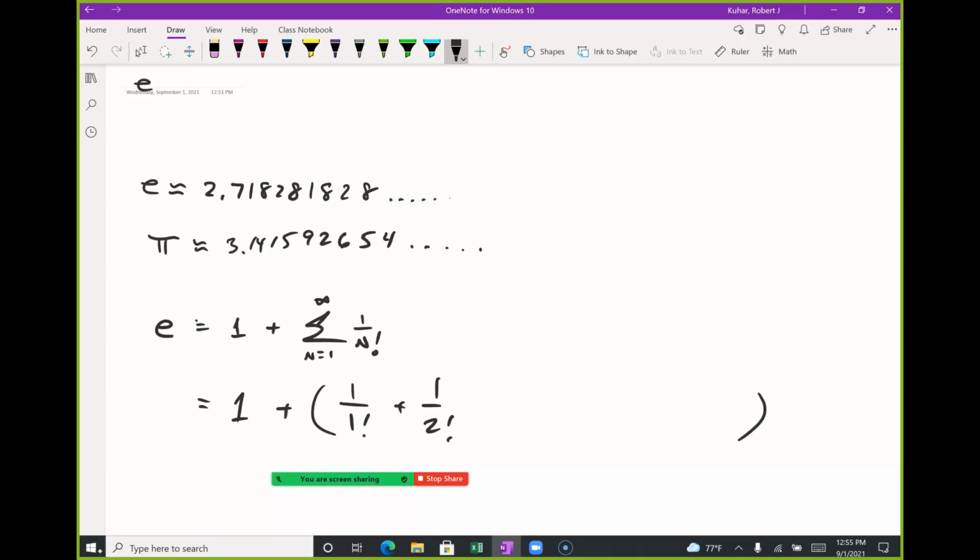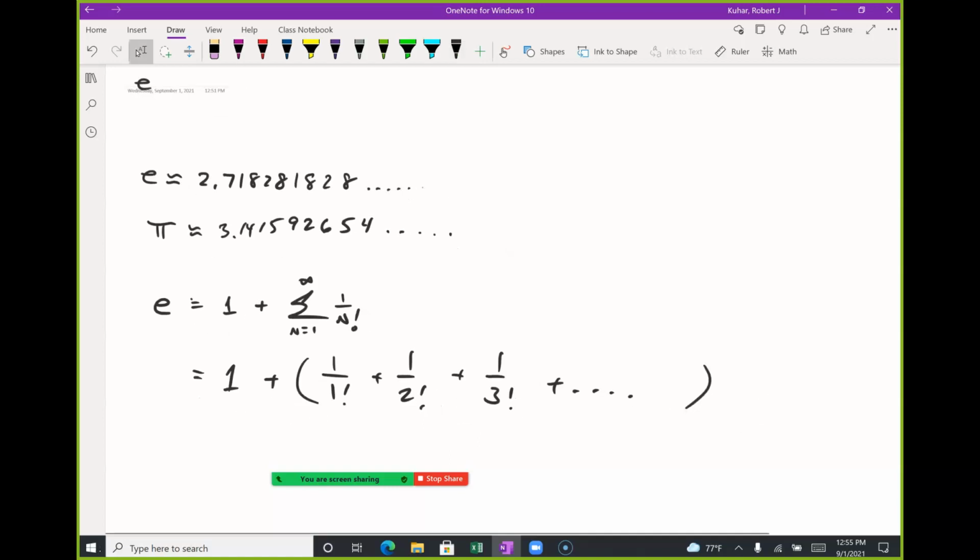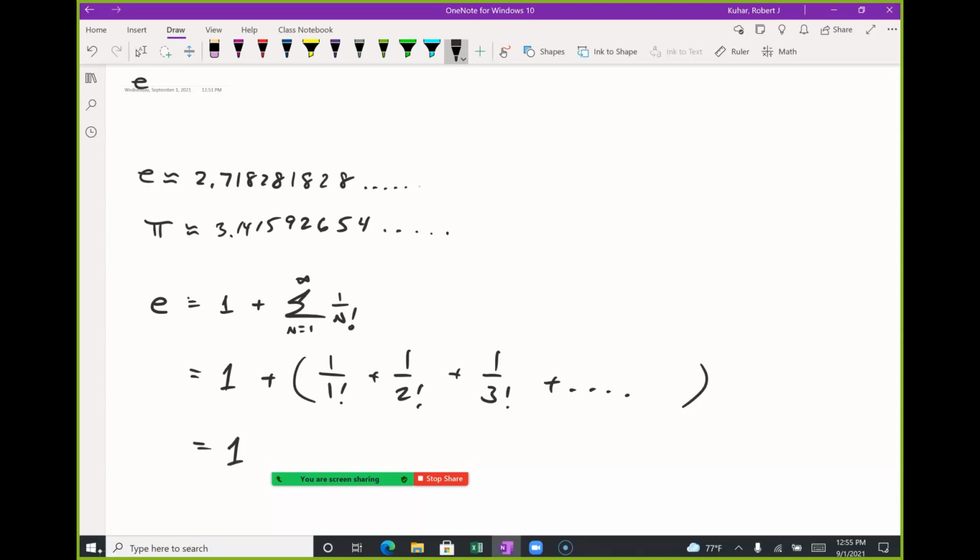I promise you it's that easy. Start writing it out first. Don't do the math for it yet. Plus 1 over 3 factorial, plus a whole bunch more. So what do I have there now? I have 1 plus, 1 factorial is 1, 2 factorial is 2 times 1, 3 factorial is 6, 3 times 2 times 1. 4 factorial is 4 times 3 times 2 times 1, so 24, plus etc.